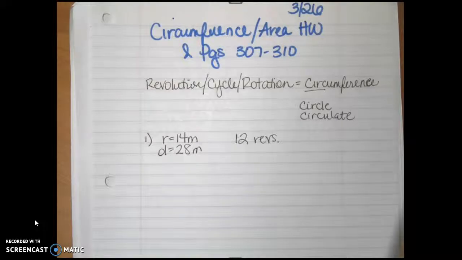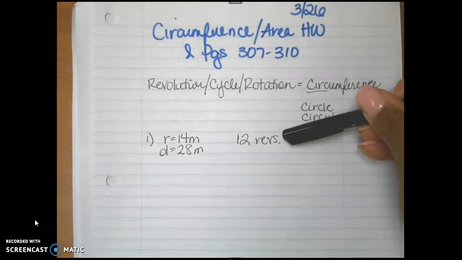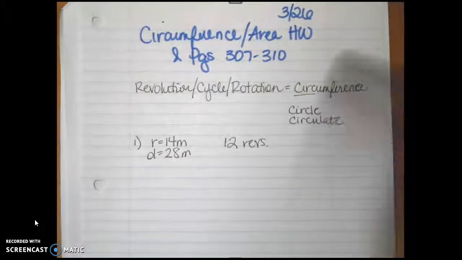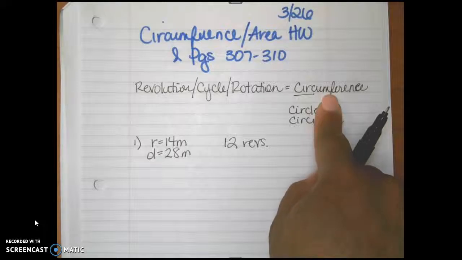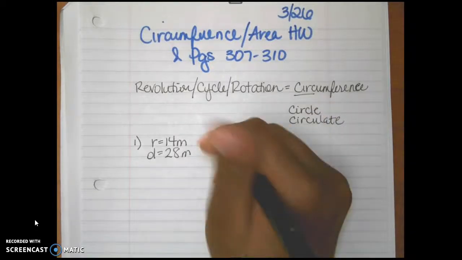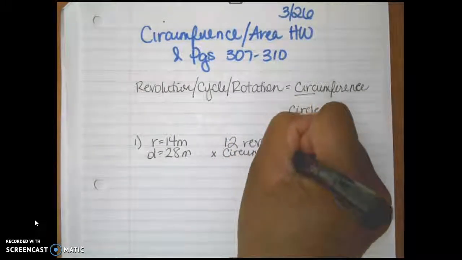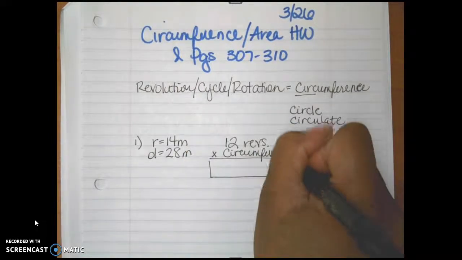Look at what I wrote. What does this mean? Okay. And when I go around one time, what do I get? One circumference. If I go around 2 times, what do I get? 2 circumferences. So if I go around 12 times, what do I get? 12 circumferences. So I need 12 times my circumference. Okay? So this is going to be my final answer here.